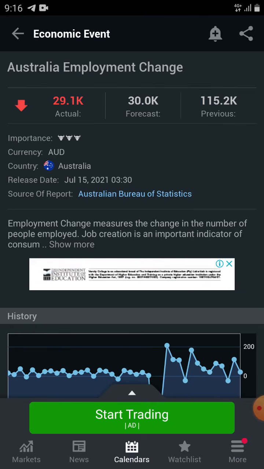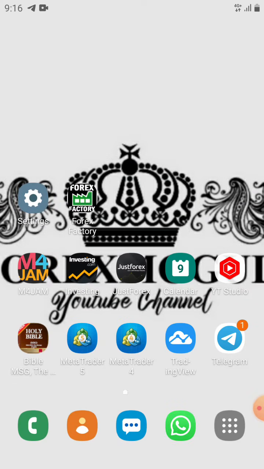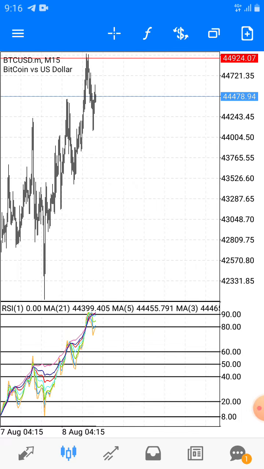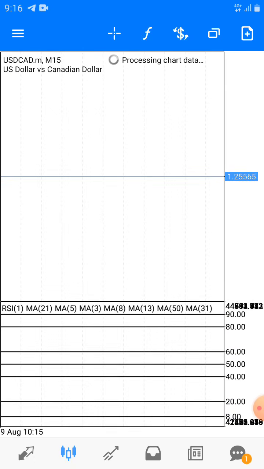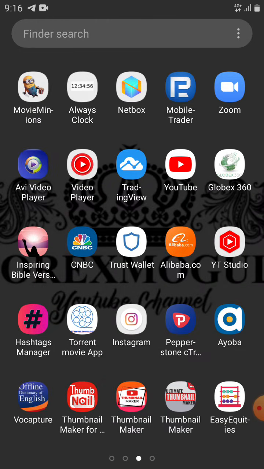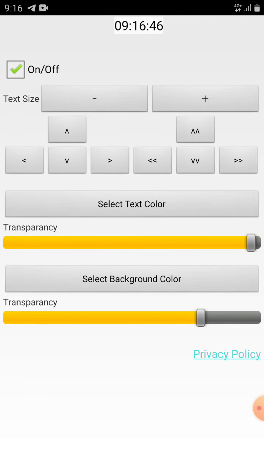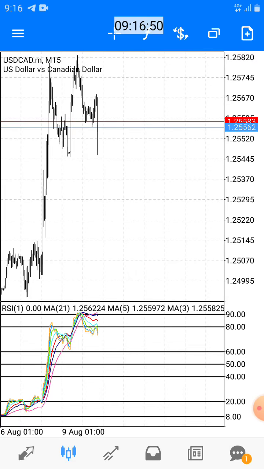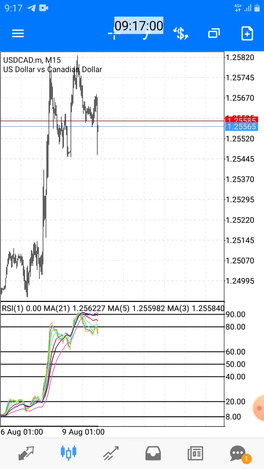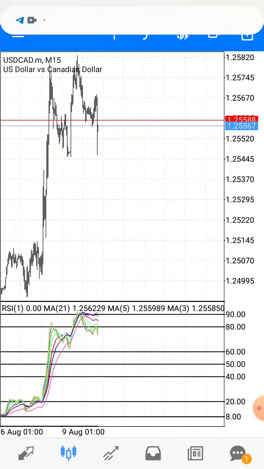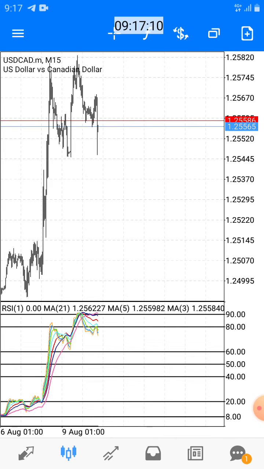Then you would definitely have to go to a MetaTrader app. I'm just going to use MetaTrader 5 as an example. So then you would have to go here. Okay, let me open my timer, always clock. When the event is about to happen, you have to open here. So basically, let's just say the market is gonna move at 9:30. I'm just making an example. So exactly at about 09:29, you know what I'm saying?